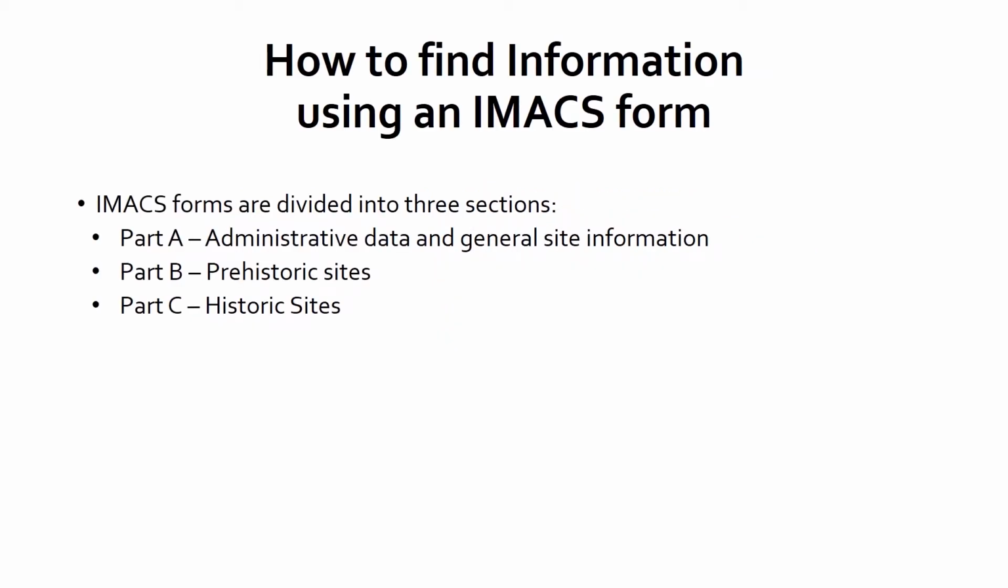These forms come in three sections. There's Part A, which is the administrative data and general site information, and then Part B is filled out if it's a prehistoric site, and Part C is filled out if it's a historic site, or both are filled out if it's a multi-component site.